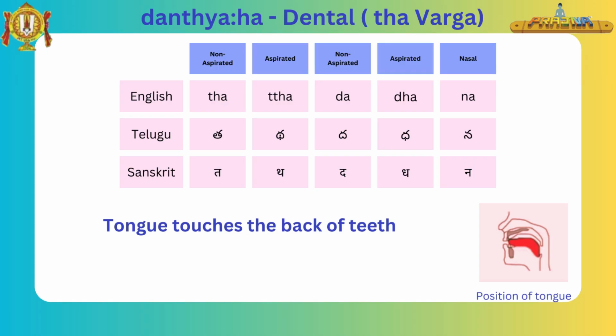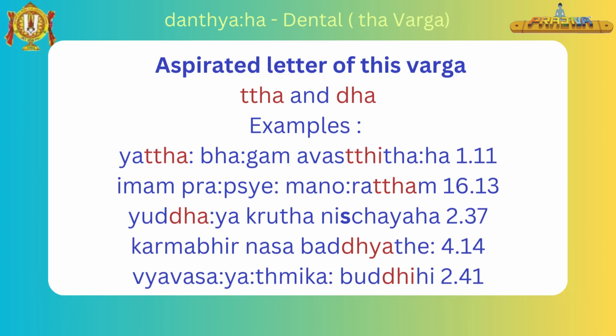The fourth group, or the Ta varga, is pronounced when the tongue touches the back of the teeth that are slightly parted. As these letters are pronounced using the teeth, they are also called Dantyaha: Ta, Tha, Da, Dha, Na. The aspirated letters of this Ta varga are Tha and Dha.